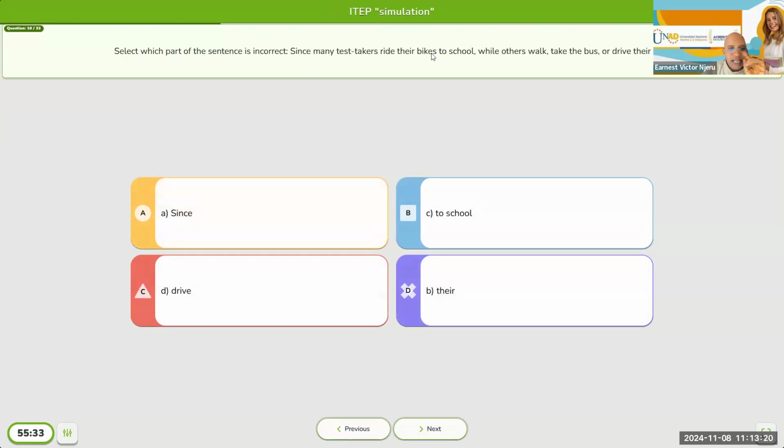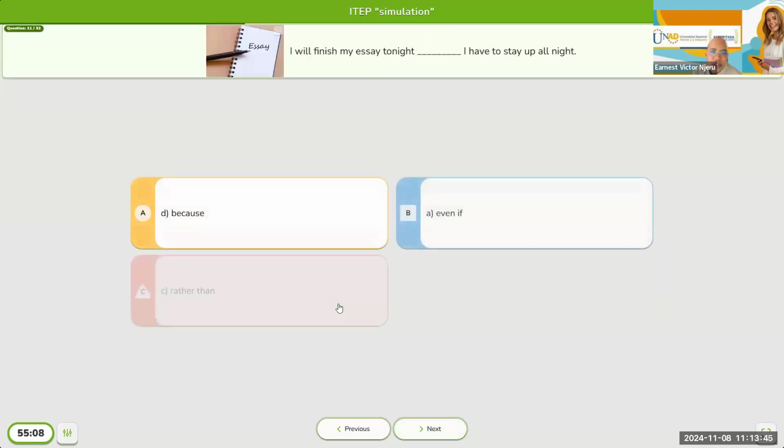We select which part of the sentence is incorrect again. Since many test takers ride their bikes to school, others walk, take the bus, or drive their cars. Okay, which is the incorrect? Which is the correct answer? Teachers, let's analyze very well. Since. Good. Since. Very good. Okay, thank you. Let's go to the next.